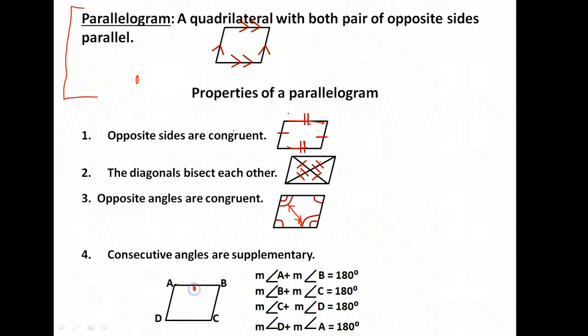And consecutive angles, angles next to one another as you go around the figure, are supplementary, or add to equal 180. So for example, A and B are next to each other, they would add to equal 180 degrees. These are the properties of a parallelogram. Once again, if you do not have this in your notes, get it in your notes.